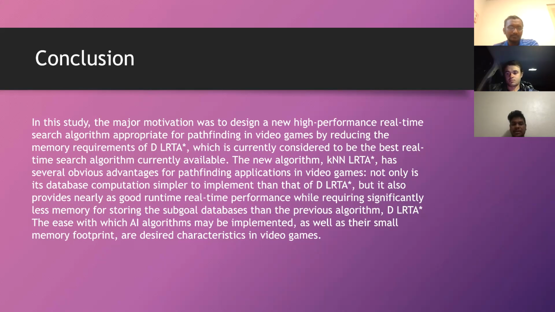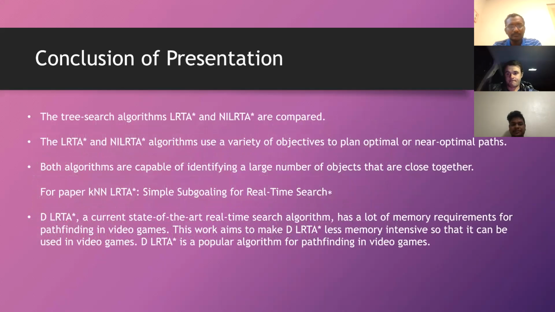So LRTA star is a popular algorithm for pathfinding in video games. The new KNN LRTS star has many advantages over DLRTS star. For example, the new algorithm is much easier to implement than DLRTS star because it doesn't need much memory to store the subgoal databases. AI algorithms in video games should be easy to make and have small memory footprints. Can you go to the next slide?